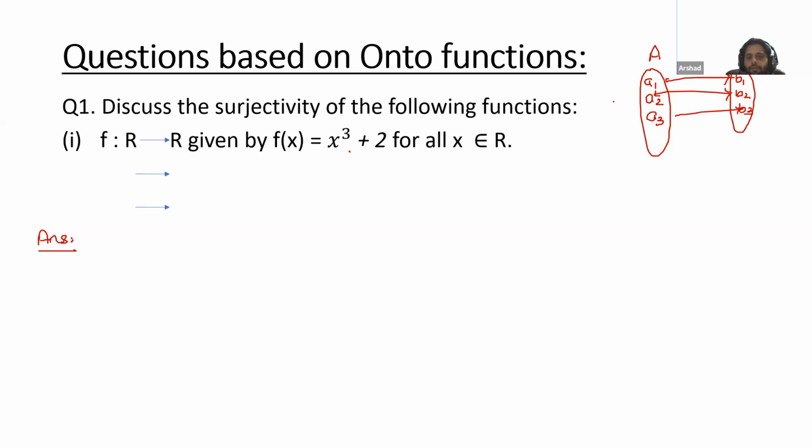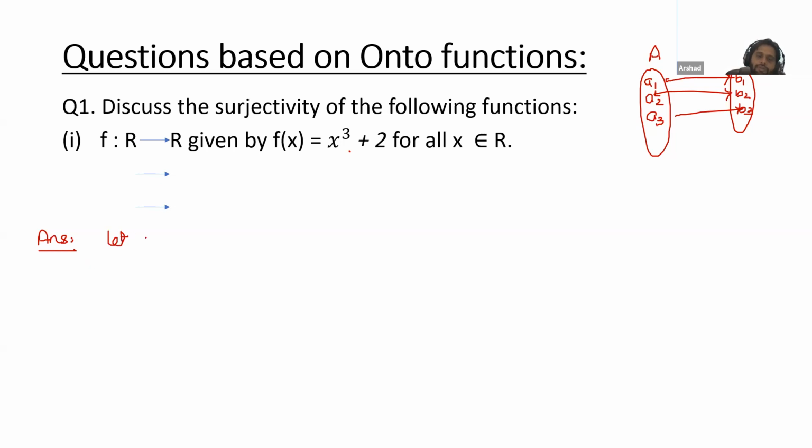Okay, if all the elements present in set B have pre-images in set A, then we will say that the function is onto. So if we need to prove onto, we need to assume an element from the second set. For one-one, we assume values from the first set. For onto, we assume a value from the second set. So first of all, we will assume a value y.